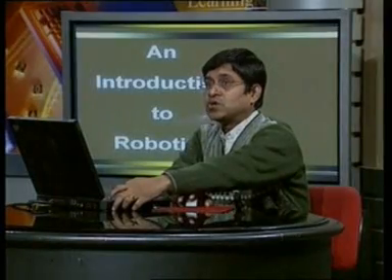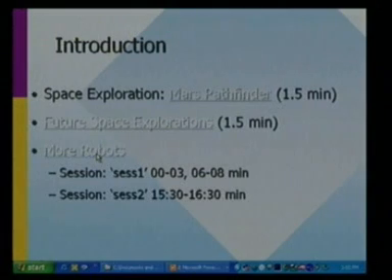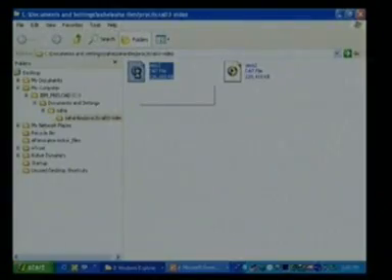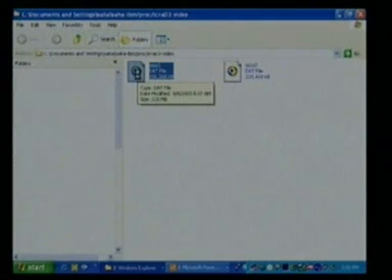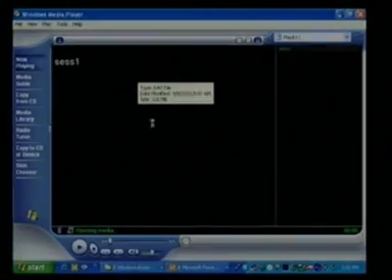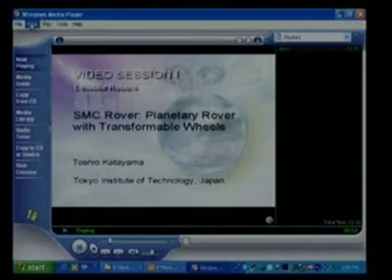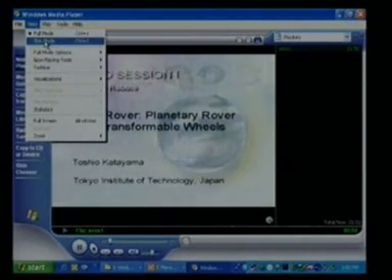Then if you talk about more robots which are earth based, very interesting research, we will see some of the shots. For example, here you will see some robots which are based on animals, or sometimes the SMC rover, a planetary rover with transformable wheels.